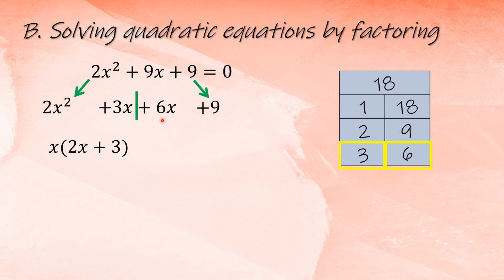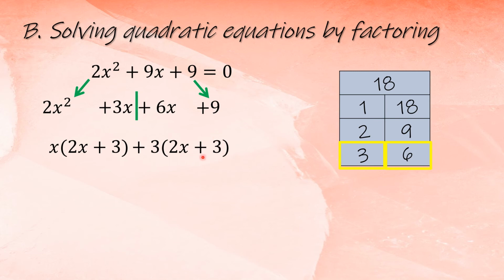What is the common factor of positive 6x and positive 9? Since positive 6 can be divided by 3, and positive 9 can also be divided by 3, the common factor of this is 3. So let us now write the factors. 3 or positive 3 times the quantity of 2x plus 3. Let us double check if the factors are correct. 3 times 2x is positive 6x. Positive 3 times positive 3 is equal to positive 9.